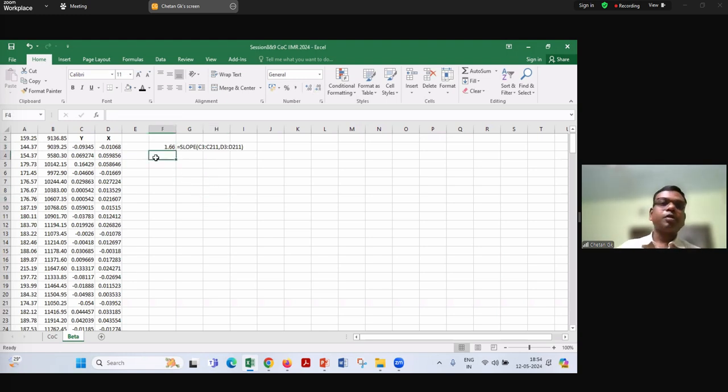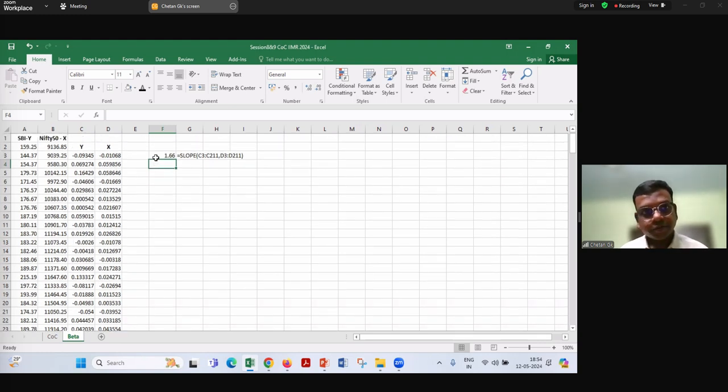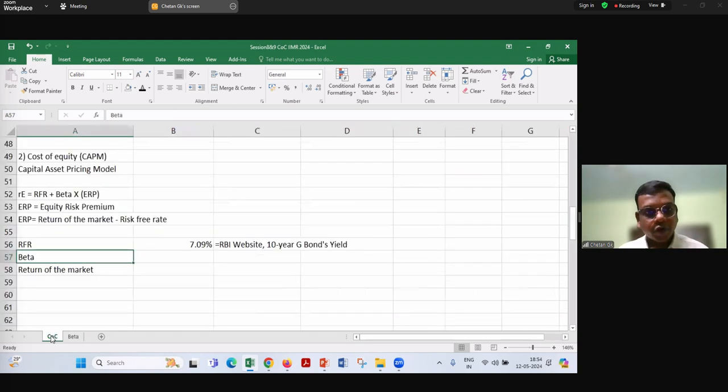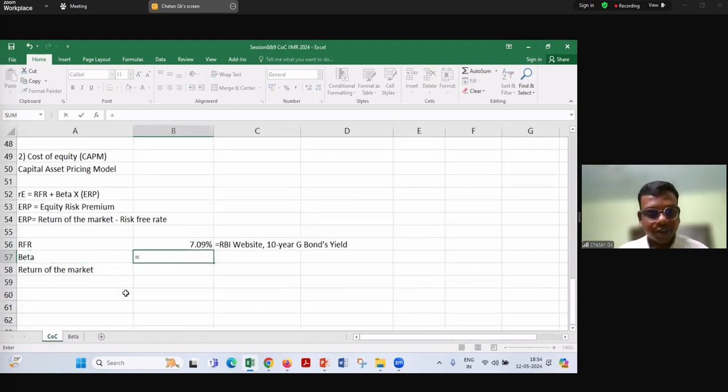For your own companies, this is how we should be doing it while doing the project. So now we have computed beta. So 1.66, I go right here, 1.66.